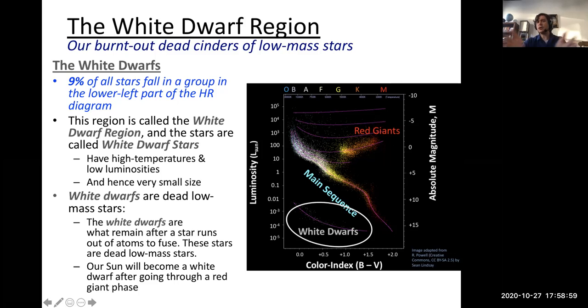And really, these aren't stars at all. To be a star, you have to be fusing hydrogen to helium in your core. These stars aren't doing that. These are the dead remnants of sun-like stars, low mass stars. This is where our sun will end up.